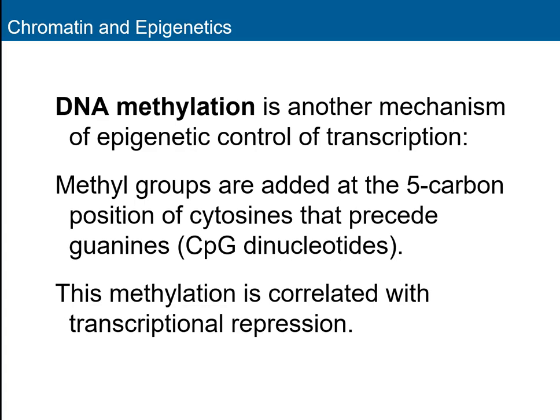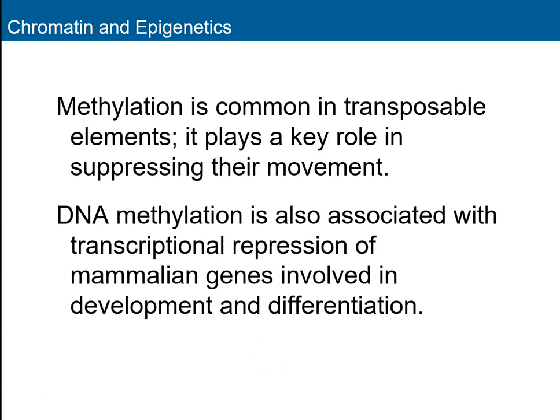However, you can also methylate DNA, which is another epigenetic mechanism. This is adding a methyl group directly to the DNA, and the addition of these methyl groups is correlated with repression of transcription, so it's a way of controlling it. It says it's common in transposable elements. Remember we talked about those in chapter 6? These are pieces of DNA that can move around, and if those transposable elements are methylated, it will suppress their movement. It's also involved in repression of mammalian genes, particularly those involved in development.